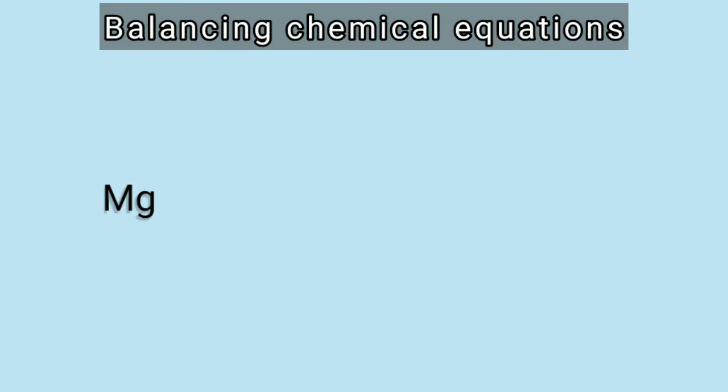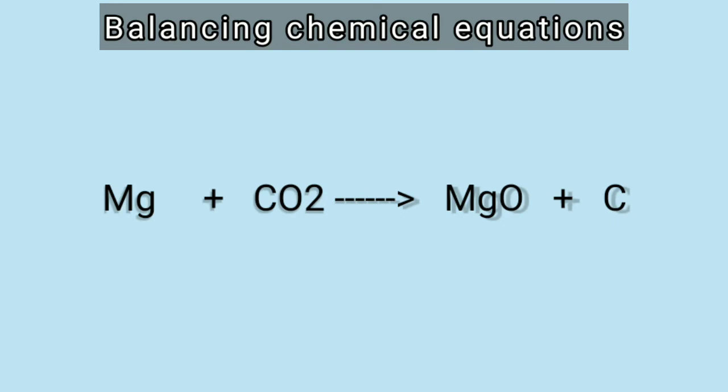In the next equation, we have magnesium reacting with carbon dioxide to form magnesium oxide and carbon. We have magnesium one atom on each side. Carbon also we have one atom on each side of the equation. But oxygen atoms are two on the reactant side and one on the product side. So we will try to equalize by writing 2 as a coefficient for magnesium oxide. When we do that, the magnesium balance becomes disturbed, and to equalize that, we will write 2 as a coefficient of magnesium on the reactant side also. The equation is now balanced.